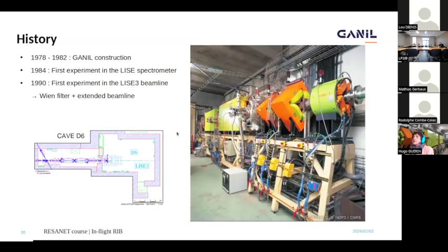In 1990, we had the first experiment in the LISE 3 beamline. The LISE 3 beamline is an extension of this spectrometer by adding a VIN filter, and now the spectrometer has a third room, which is the D6 room. Here is a picture of the VIN filter. I will talk to you about the VIN filter later on.